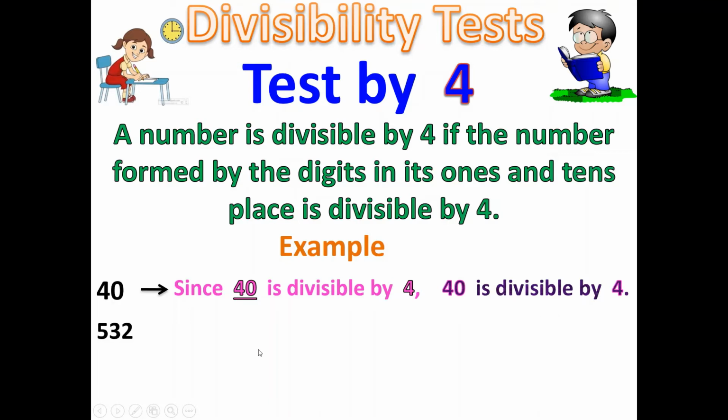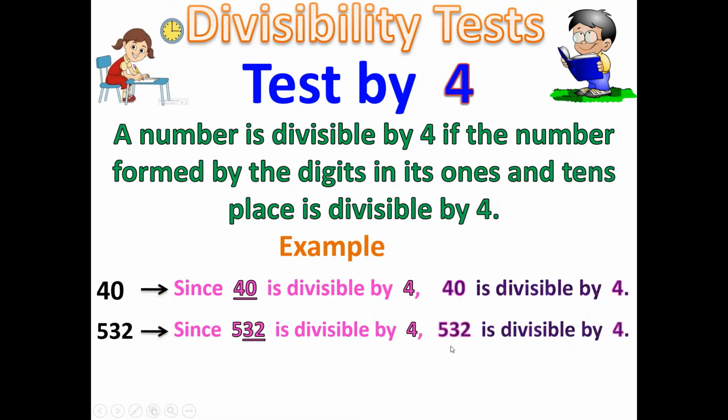Now we go on to another example. Now 532. Since 532 is divisible by 4, how? In the ones and tens place we have 32. Now 32 is divisible by 4. In the 4 table we can see 32. So it will be divisible by 4. Now 532 is divisible by 4.